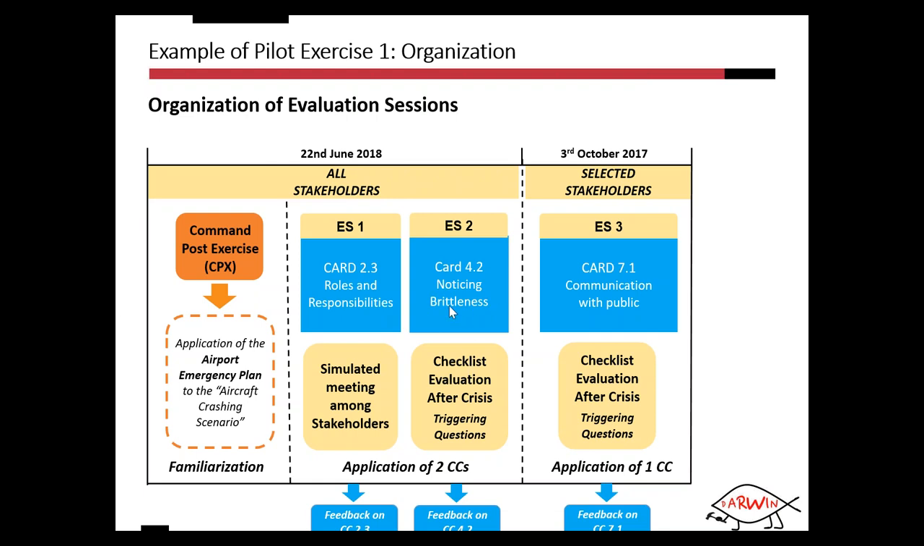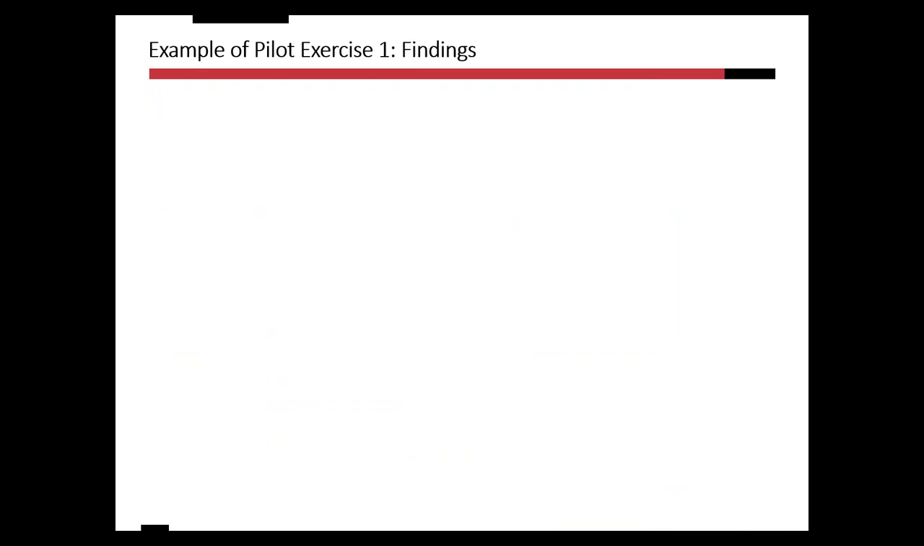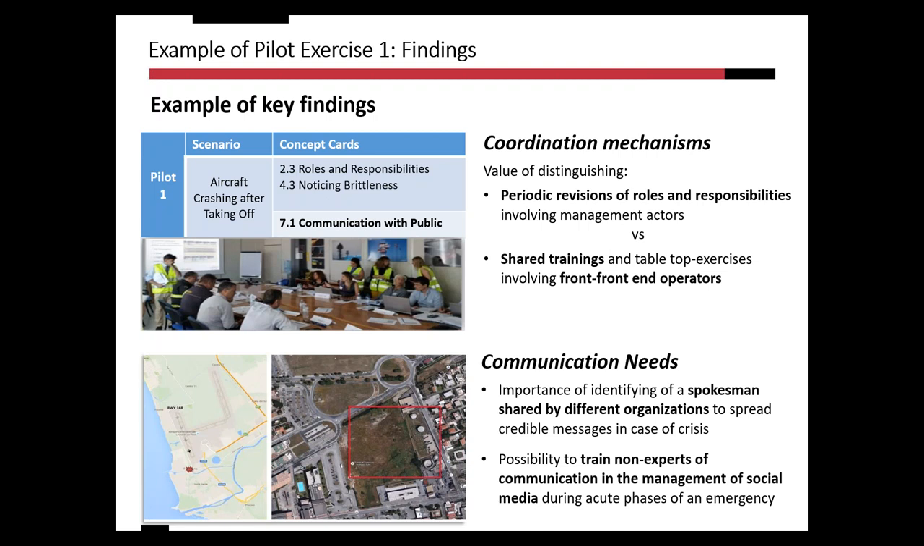While in the case of the noticing brittleness card, we did a sort of focus group around the checklist, using the triggering questions that you can find in this concept card. And these triggering questions are all useful to identify possible fragilities in, for example, your emergency plan. And the same we did with the triggering questions of another concept card, capability card 7.1, the one about communication. And also there, with a smaller number of experts, we were analyzing the scenario of a car crashing, how they would have managed it from the point of view of communication. So I think I've run out of time. If you wish, afterwards I can say something more about the findings, examples of findings from this scenario, but I think now it's better to stop, otherwise I take too much of your time.